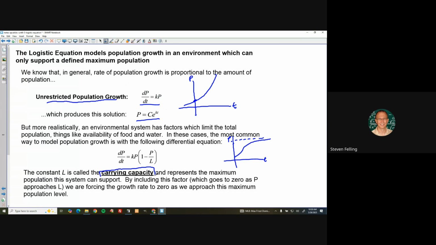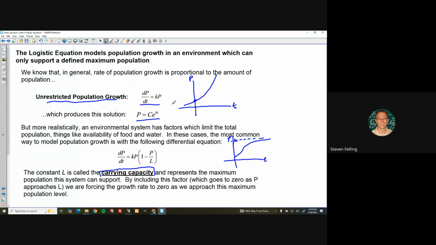Okay, that maximum population we call the carrying capacity. It's the largest capacity that the system can carry, that environment can carry. And so the symbol for that is L. Whatever the maximum population that environment can carry, we call that L, carrying capacity. And that means that as we approach L, the derivative has to shut off. We have to eventually have a slope which is getting closer to zero.